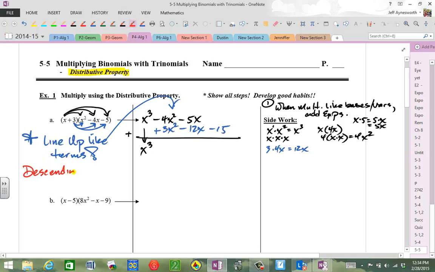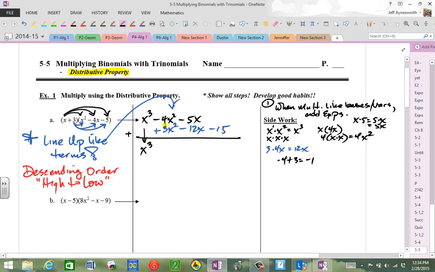Descending order. What is that? Well, it's high to low. Everybody say high to low. Okay, high to low, so third degree first, right? Now, negative 4 plus 3.